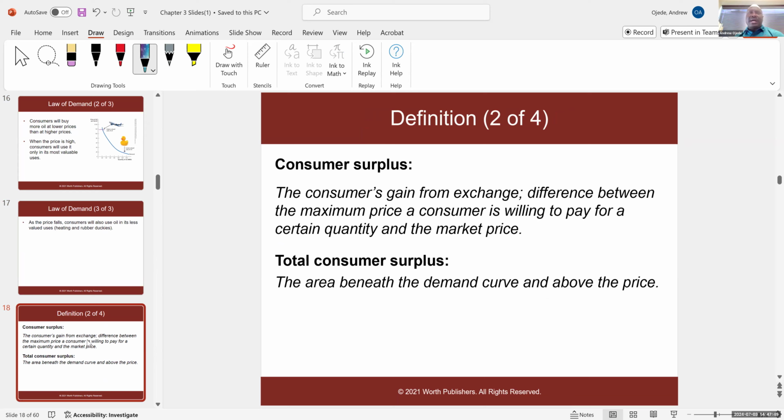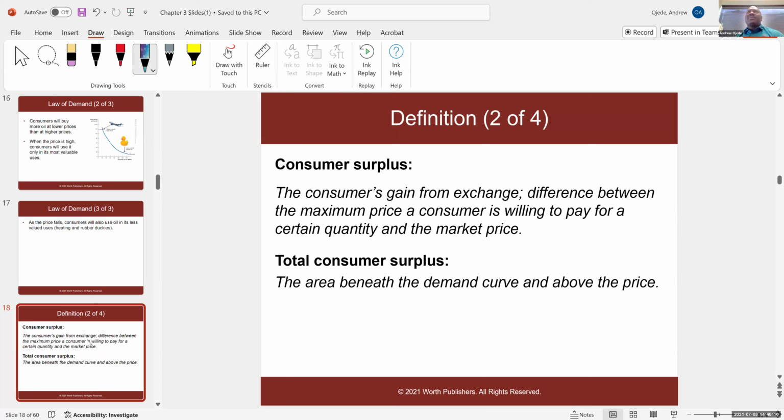So that leads me to a discussion: what we call the demand curve is actually derived from what we call the consumer surplus. So what is consumer surplus? The consumer surplus is the difference between the price that the consumer is willing to pay for a good and the market price that they actually pay.